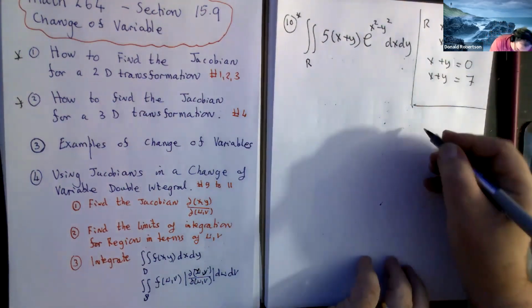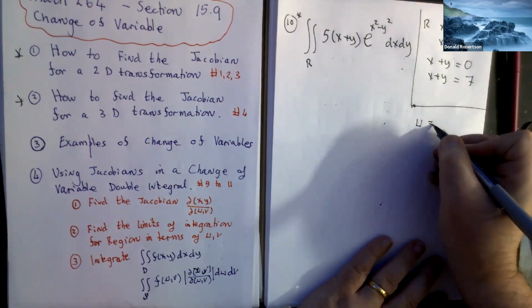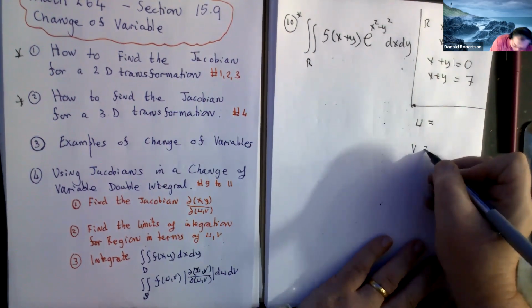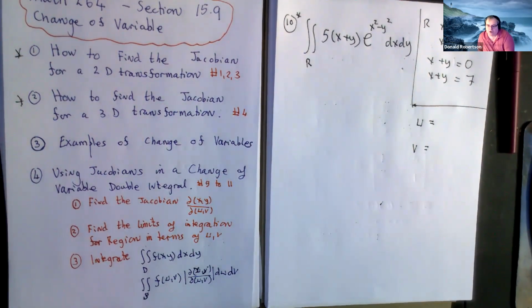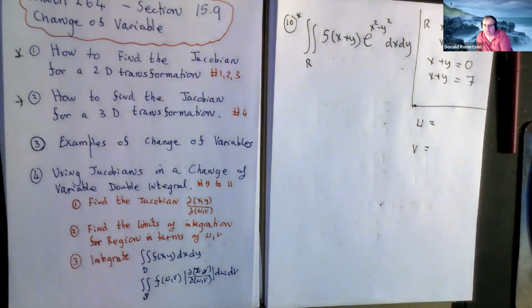Okay. Now, based on what happened in the previous question, you have to pick your u and v. What are you going to make u and what are you going to make v? Any takers? And the clue is up here, of course.